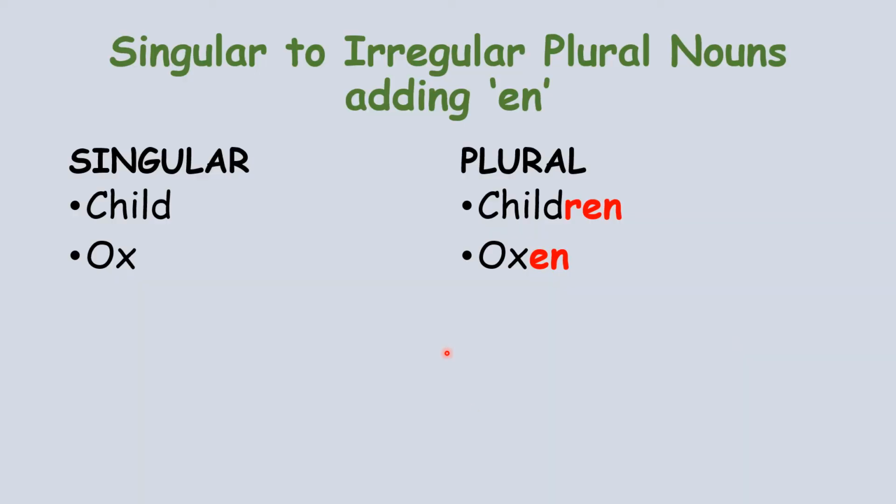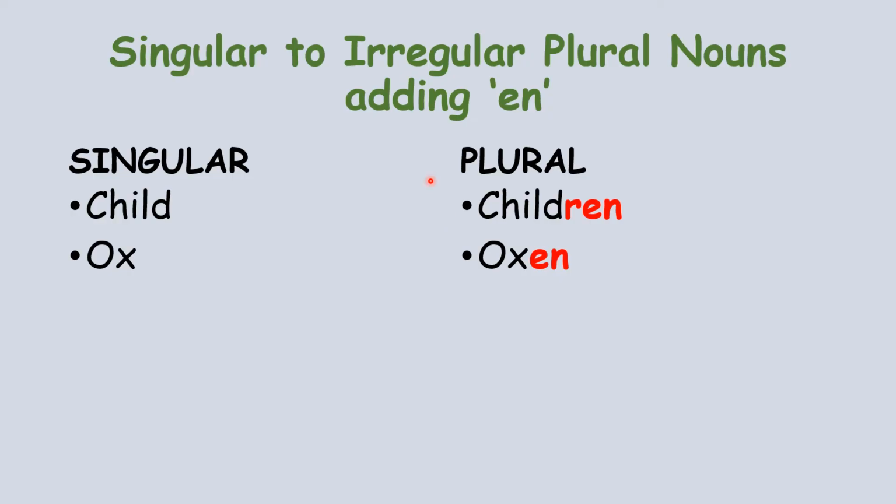There are also singular nouns which, when we change them into plural nouns, what we need to do is to add the letters REN or EN. And this is another example of irregular plural nouns. For example, the word child. If you see the word child, you remember that there is only one child and it is singular. So to make the word child into plural, what you need to do is to add the letters R-E-N and it will become the word children.